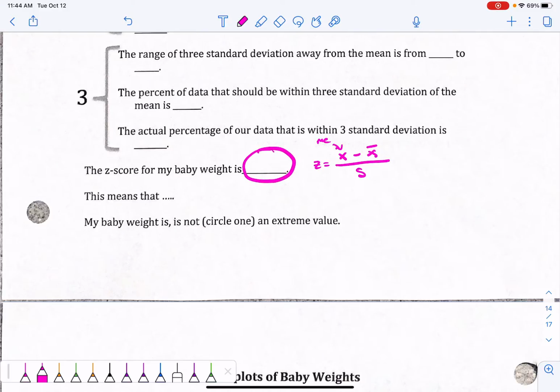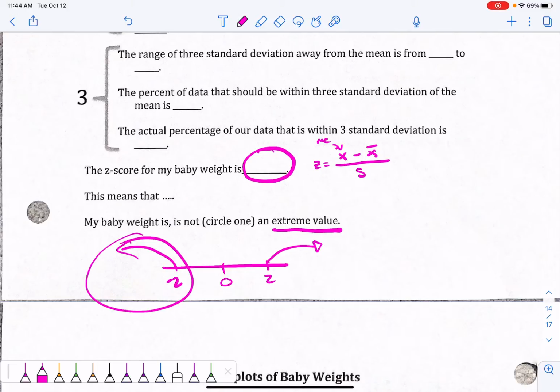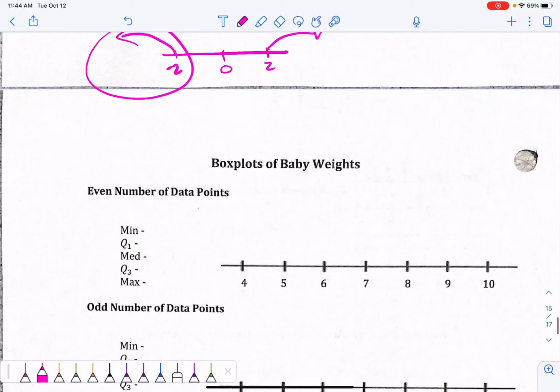What's considered to be an extreme value is anybody that is larger than 2 standard deviations away or smaller than -2 standard deviations away from the mean. So you will not be an extreme value. So then just go ahead and label that. There are some people, I think like India maybe and Kelsey, they were less than 2 standard deviations away from the mean because they're 3 pounds and something ounces. Okay, so that's what that is looking like.